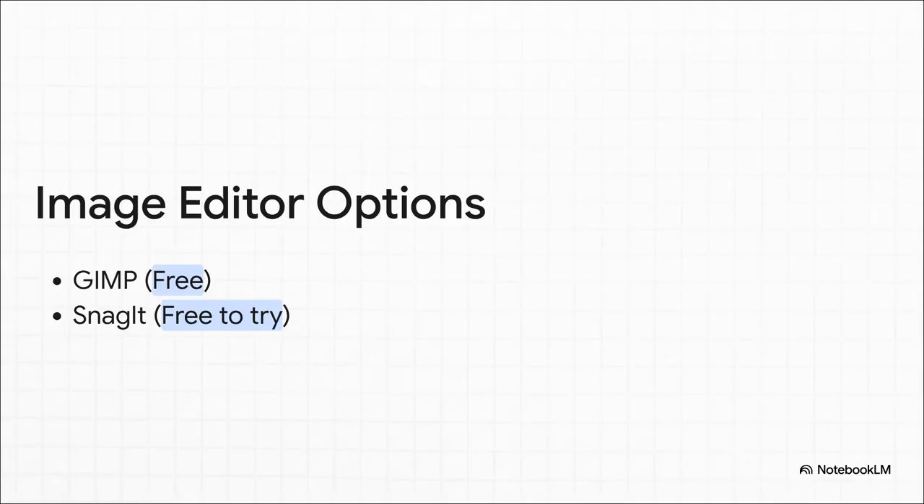So there you have it. Two amazing options for your toolkit. You've got GIMP, totally free for those big creative projects, and then you've got Snagit, which you can try for free, for when you just need to be fast, clear, and efficient. Between these two, you are totally covered for images.